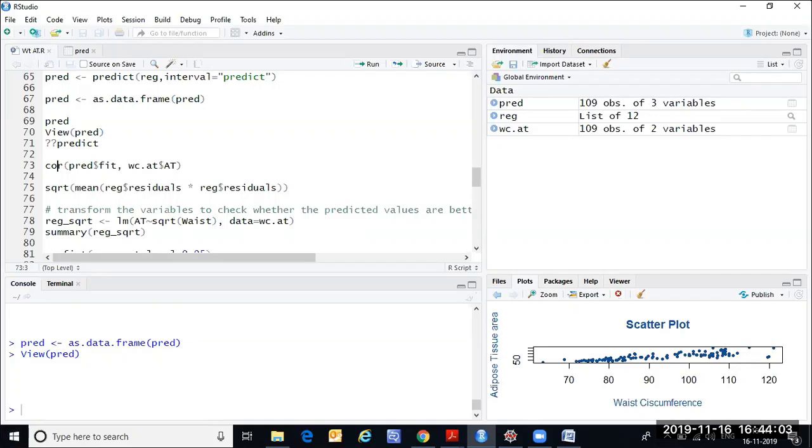Guys, are you there? What is the expected correlation that you can have between the actual values and the predicted values? It should be one, right? If your predictions are very accurate, they should be the same as your original values, the actual values. So the correlation of a variable with itself is always 1.